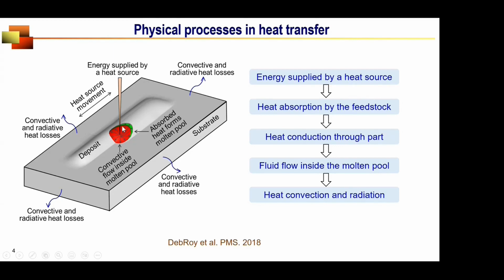So there is movement of the heat source, there is heat loss from the sides, and there is heat absorption. So energy supplied by a heat source is absorbed by the feedstock, and then heat is conducted through the part, liquid metal flows, and convection and radiation allows loss of heat from all surfaces of this part.